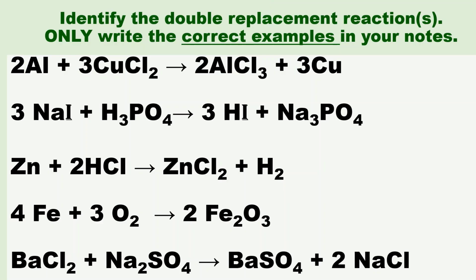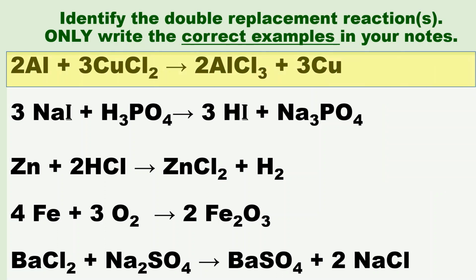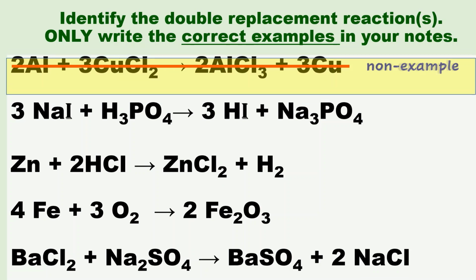Determine which of these reactions are considered double replacement. Pause the video while you work and restart when you're ready. In the first reaction, there's a single element aluminum with a compound. And after the reaction, there's a compound with a single element copper. This is not double replacement because it does not have two compounds on each side. Hopefully you recognize it as a single replacement reaction.